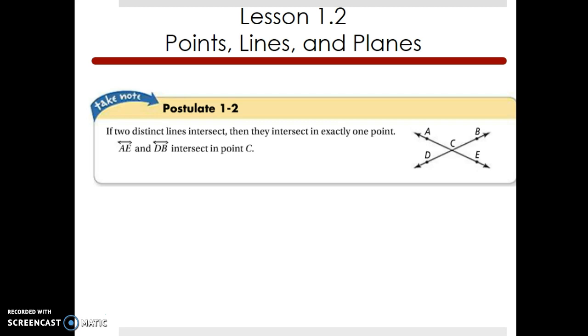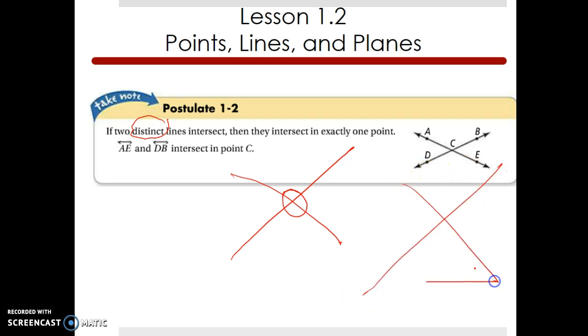The second one is if two, the keyword is distinct lines, intersect, they intersect at exactly one point. So again, we're not talking about infinitely many solutions. If two lines intersect, there's only one point that they meet at. If you remember from Algebra 1, if you have a system of equations, you have 3 possibilities. If it's parallel, it's no solution. If they intersect, it's one solution. Or if they're the same exact line, there's infinitely many solutions. So going with that, if you play around with any 2 separate lines, there's only one point where they intersect.